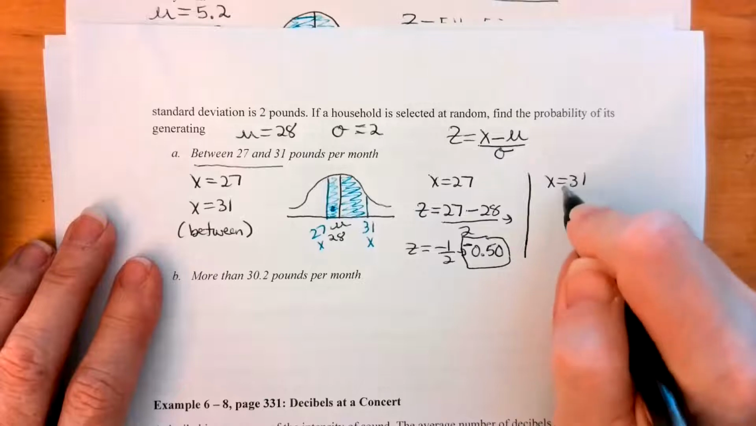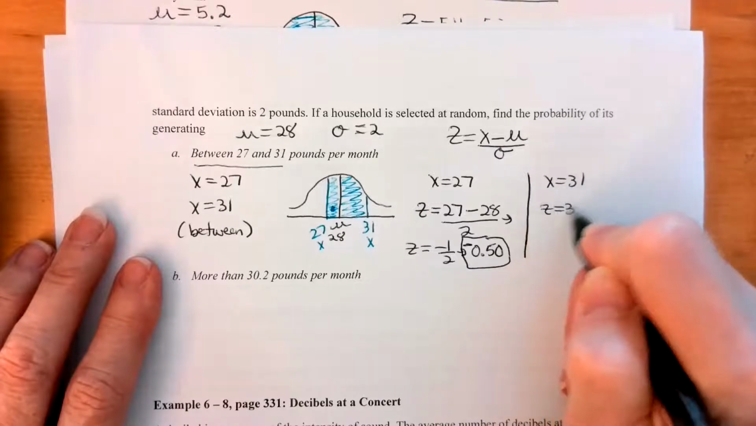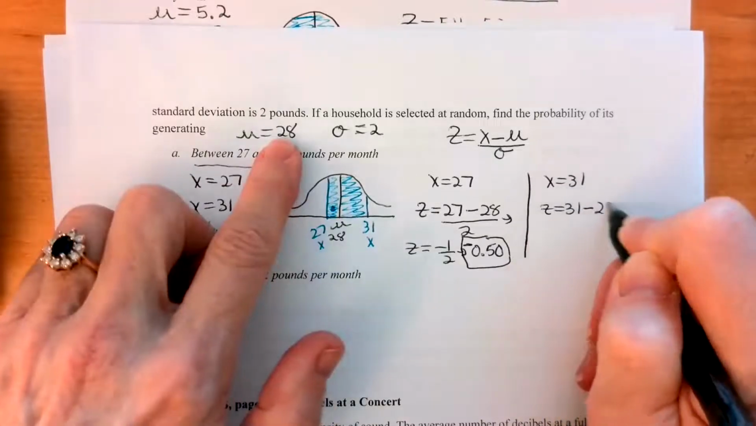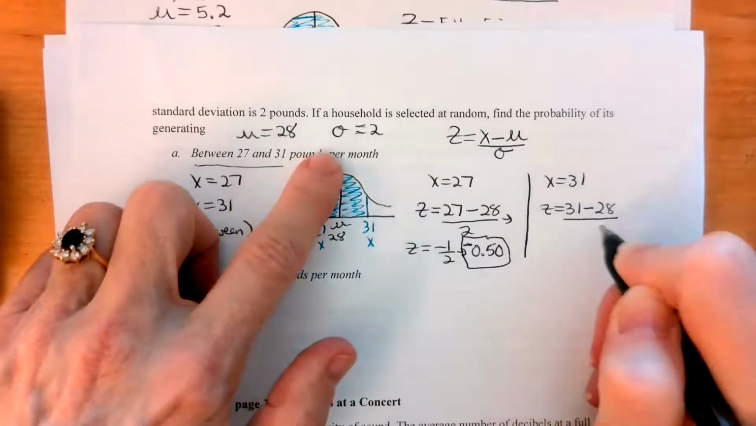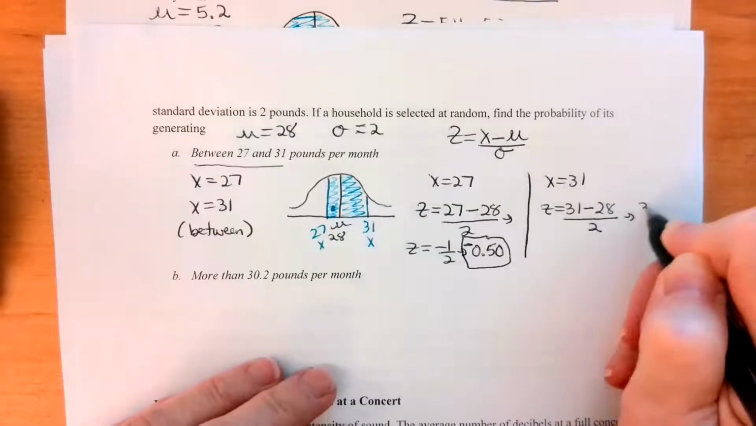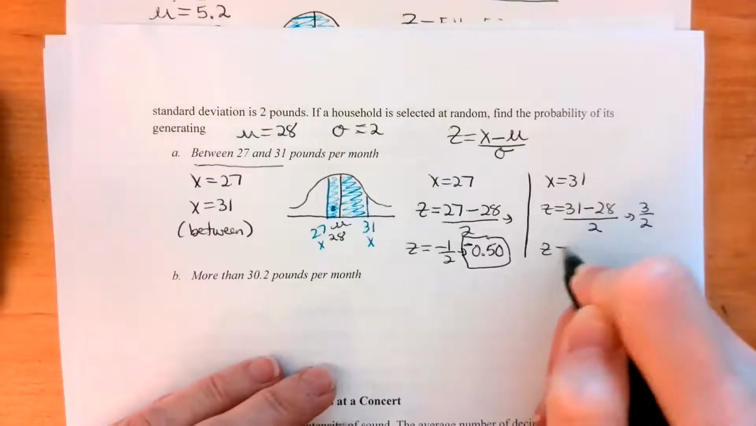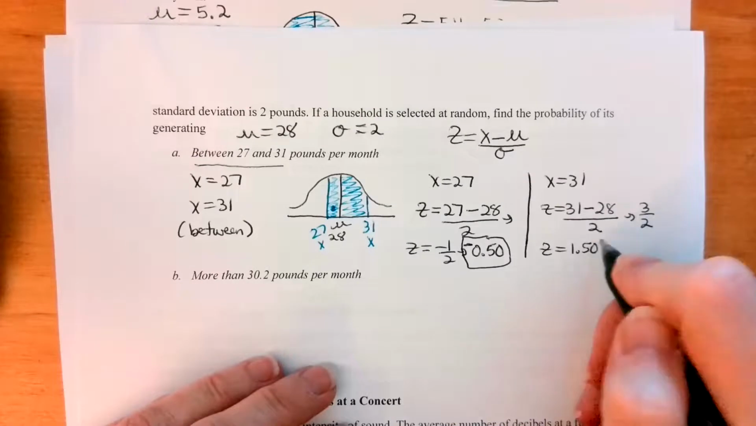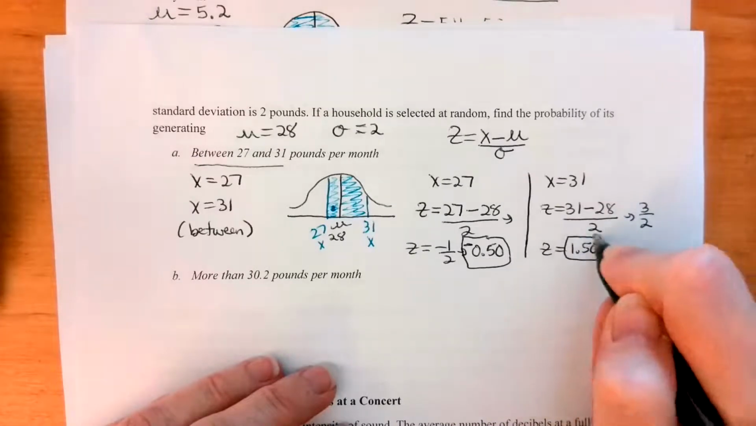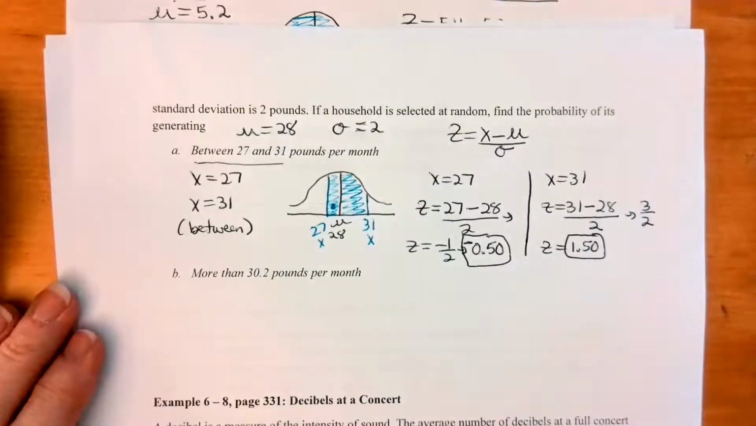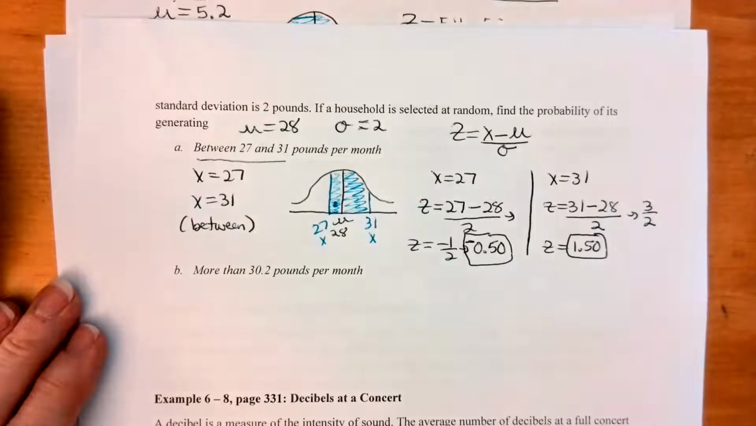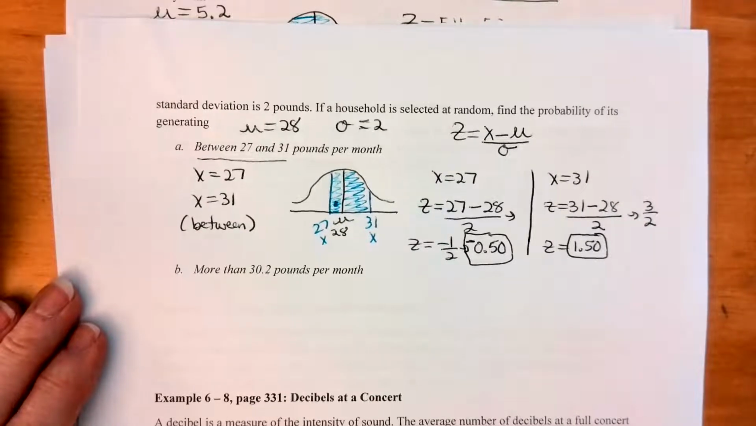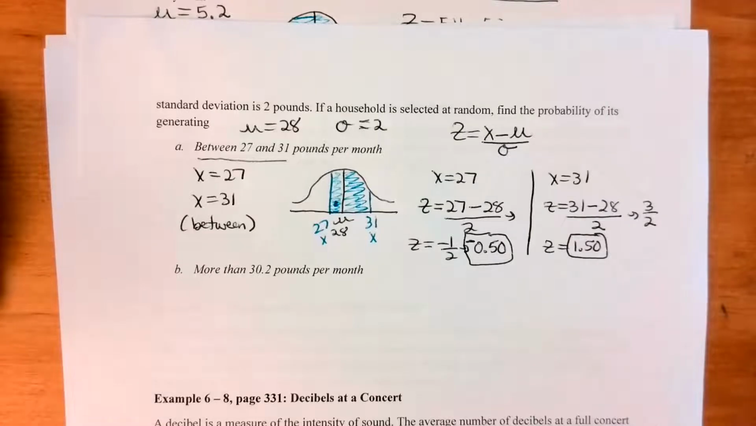So converting X of 31 into a Z-score, we take X 31 minus mu 28, the mean, over the standard deviation sigma of 2. So this is 3 over 2, which gives me a Z-score of 1.5, which we're going to look up. So again, we need a hundredths place. Since it doesn't have one, I'm going to add a 0. So now we have our Z-scores. We're going to look them both up to find the area, and then we're going to finish the problem because we want the area between. And we know when we want the area between, we have to subtract to get our final answer.